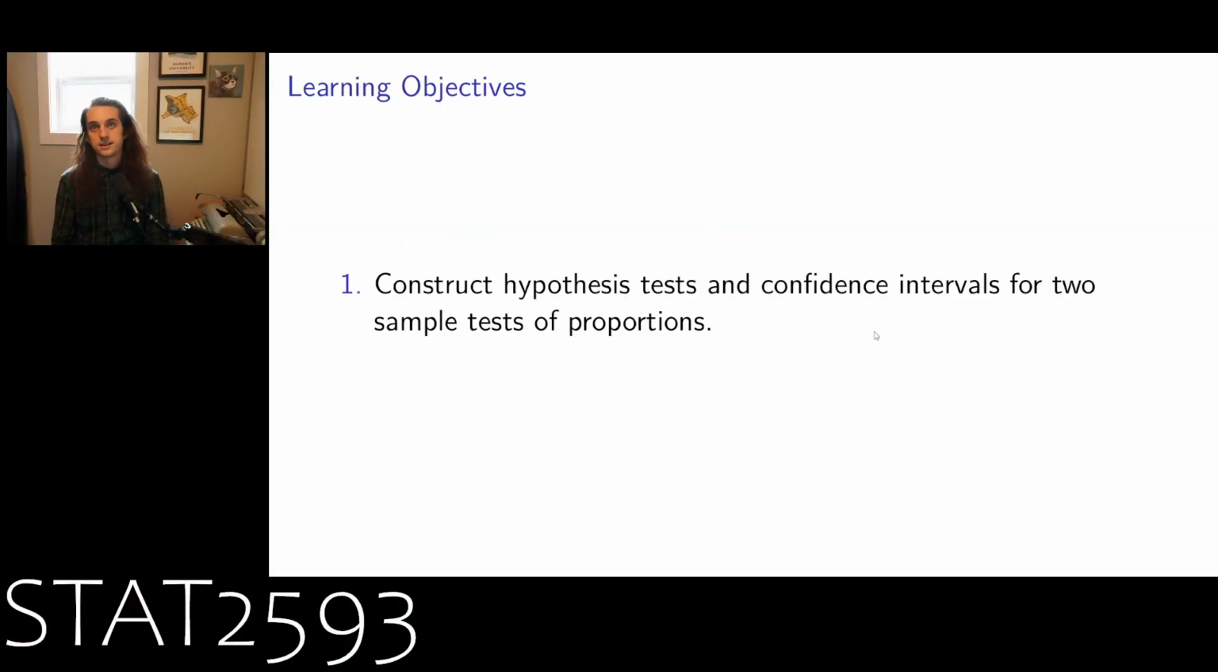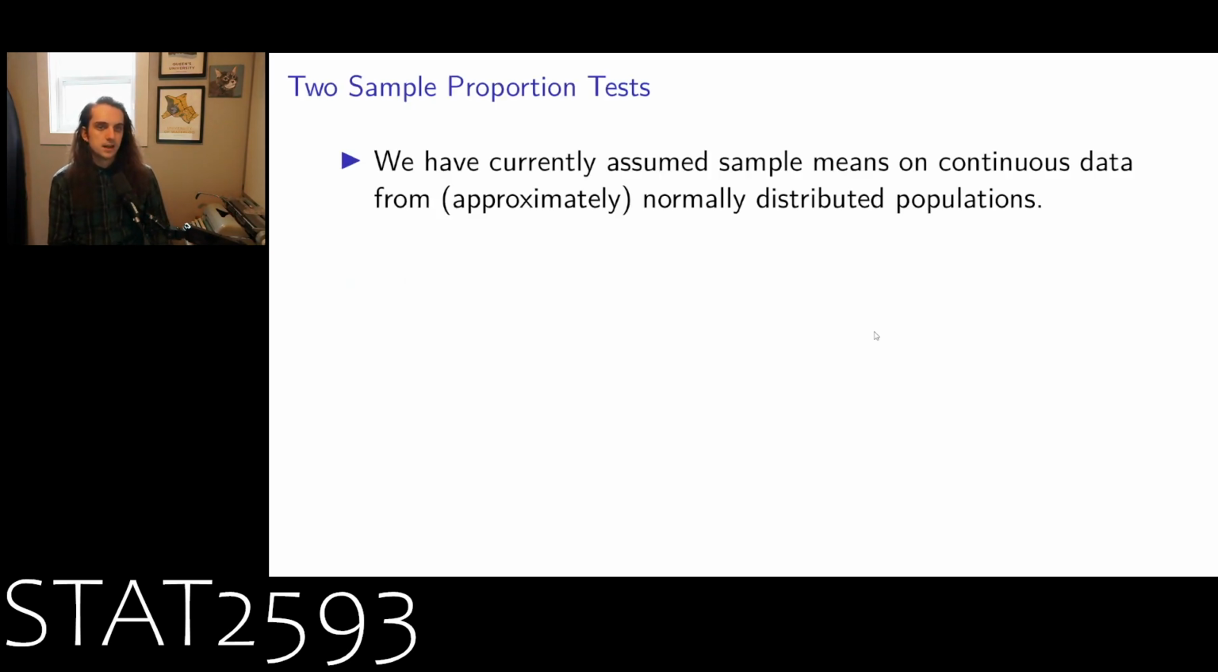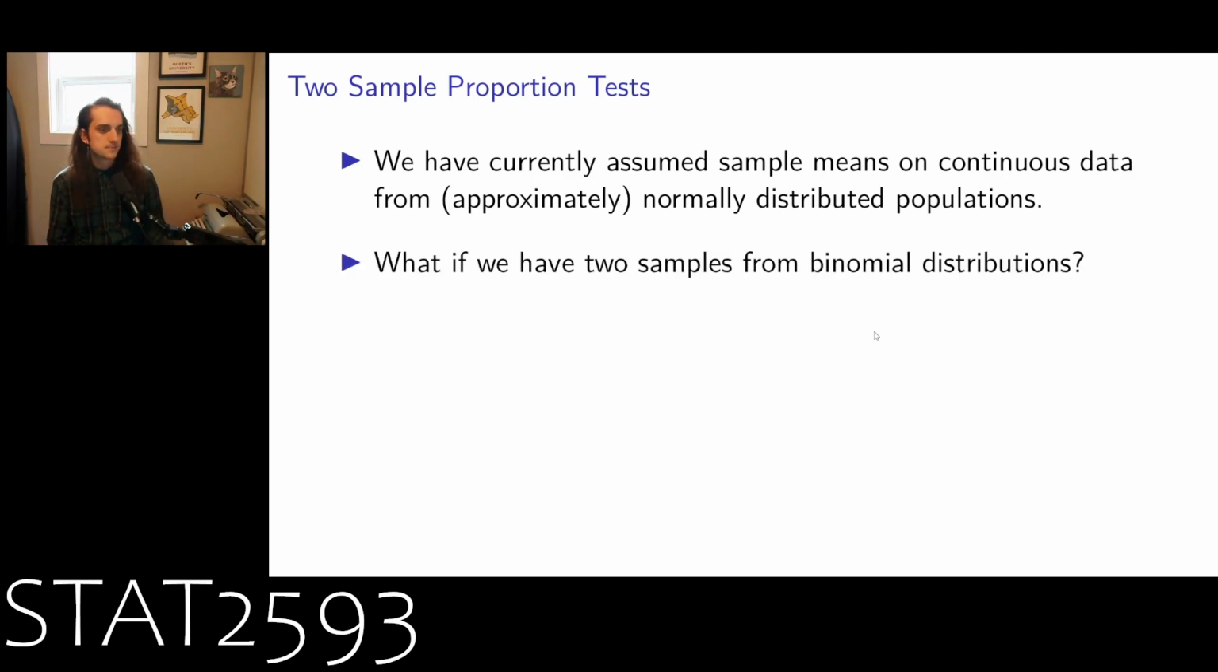So with today's lesson, all we want to do is consider how we do hypothesis tests or confidence intervals for the two sample tests of proportions. Right? So if we have two different samples, they're going to be independent. We want to use proportions here. So we have assumed that sample means on continuous data come from normally distributed populations, and we've seen how to form those intervals. We also saw how to do this with proportions in the single sample case. What if we had two samples of binomial distributed data? So we have two different proportions that we're trying to estimate or trying to make inferences about.